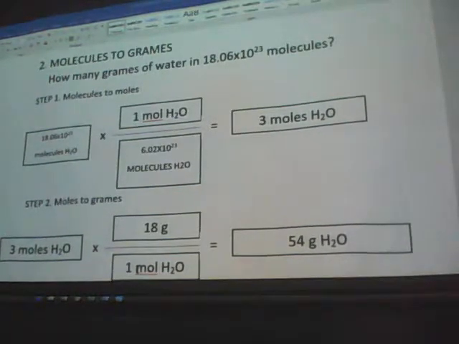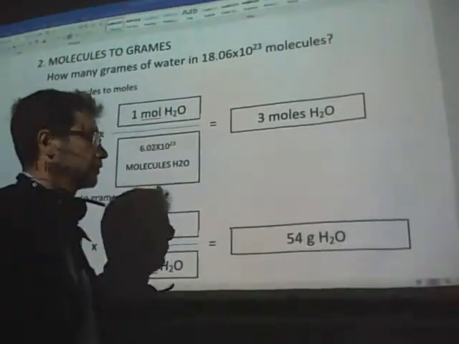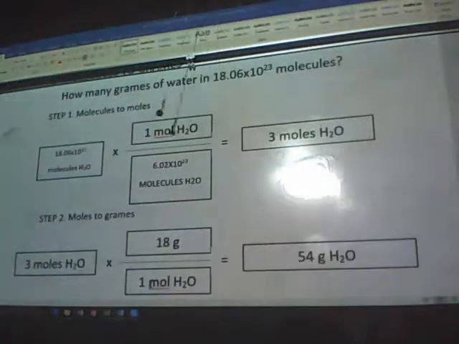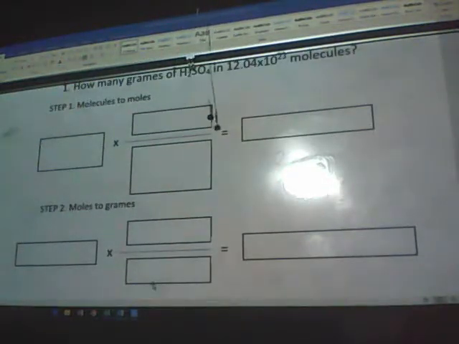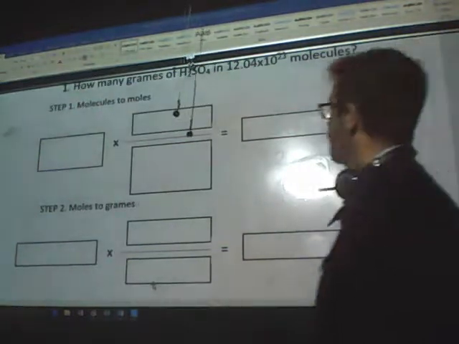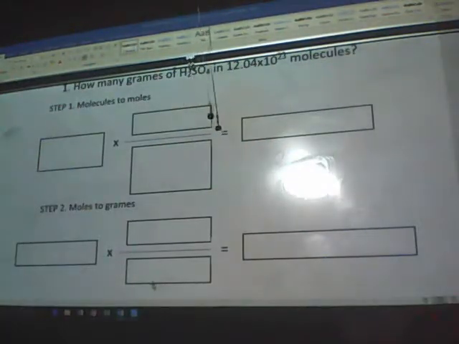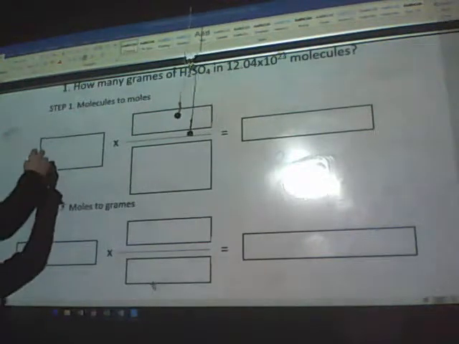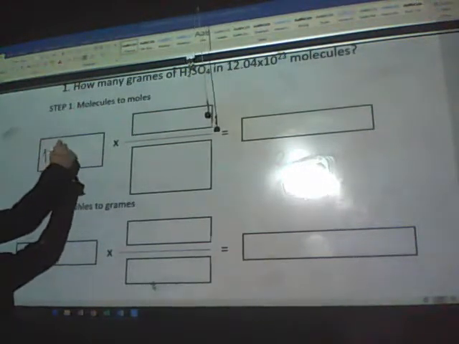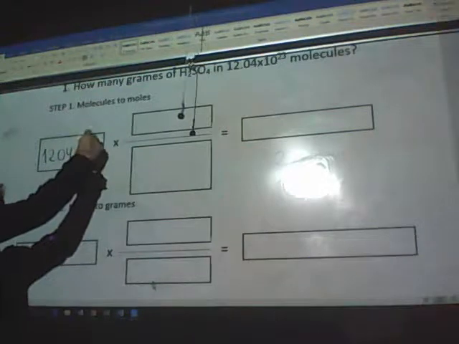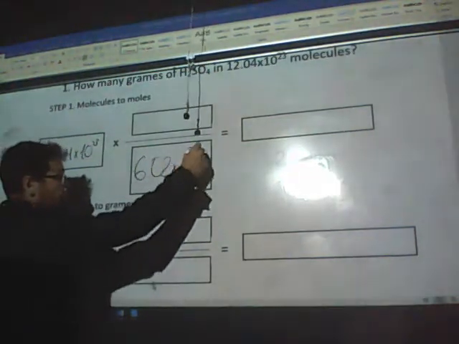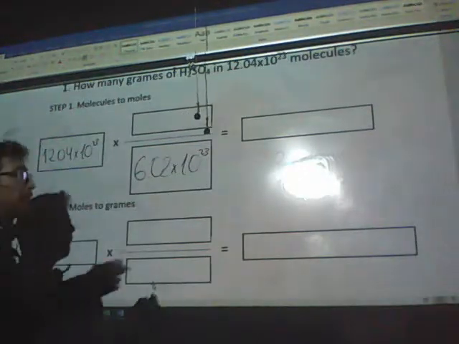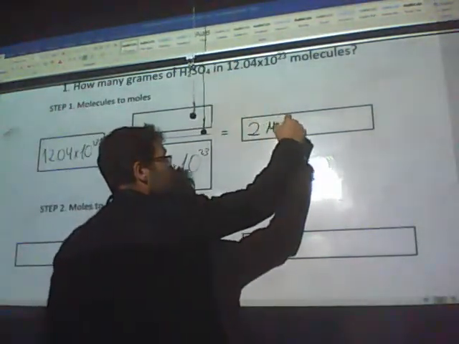So it's the same, back. I'm going to do the first example. How many grams of sulfuric acid in 12 by 10 to the power of 23 molecules? So what you've got to do is to divide the number of molecules by Avogadro's number, and you get the number of moles, 2 moles.